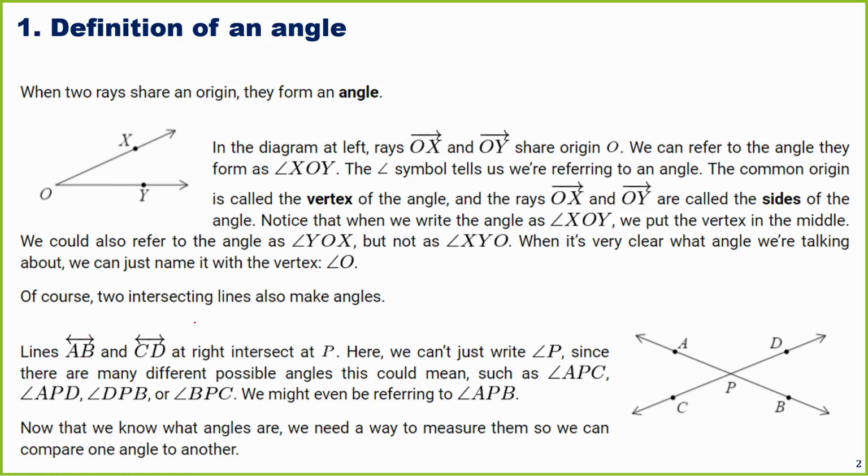Okay, so of course two intersecting lines also make angles. For example, on the right side is a diagram showing lines AB and CD intersecting at P. Here we can't just write angle P because there are four different angles, right? Since there are many different possible angles it could mean, such as angle APC, APD, DPB, and CPB. So it's better to use three letters, not just one, if there is an ambiguity.